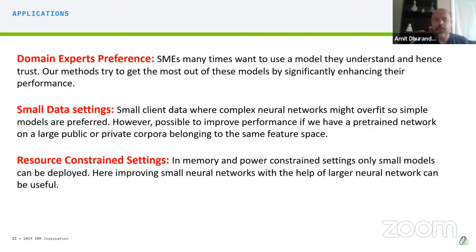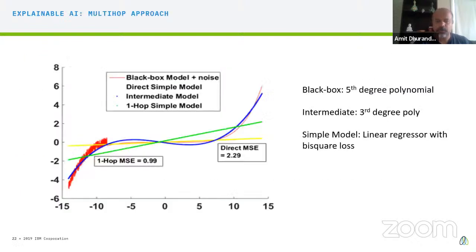So these are some applications, besides just explainability, as to why you would want to transfer knowledge to some of these smaller things. And here's a synthetic example of this idea that I was mentioning. Then I'll show you a table with some actual real data. But this is just to drive home the point.